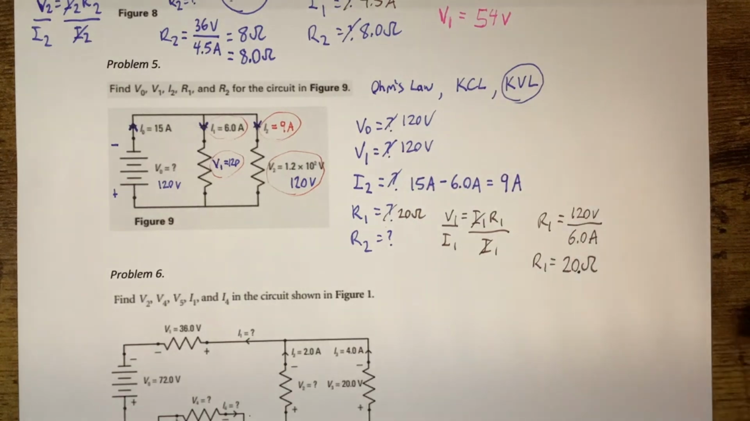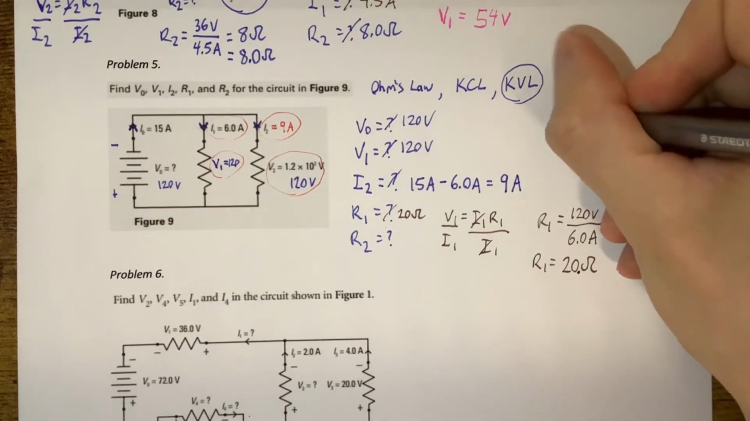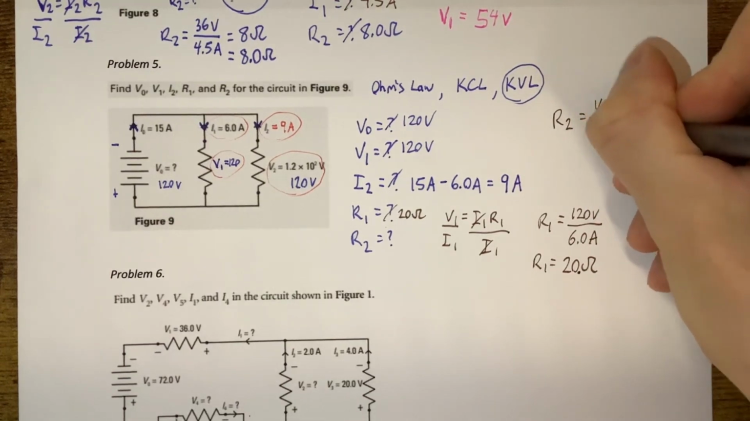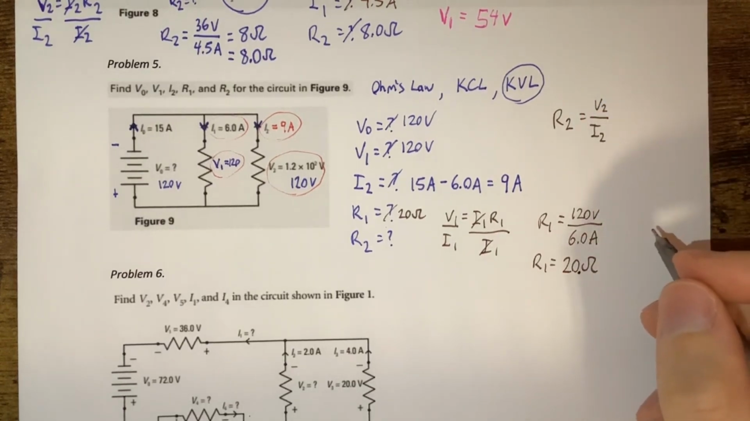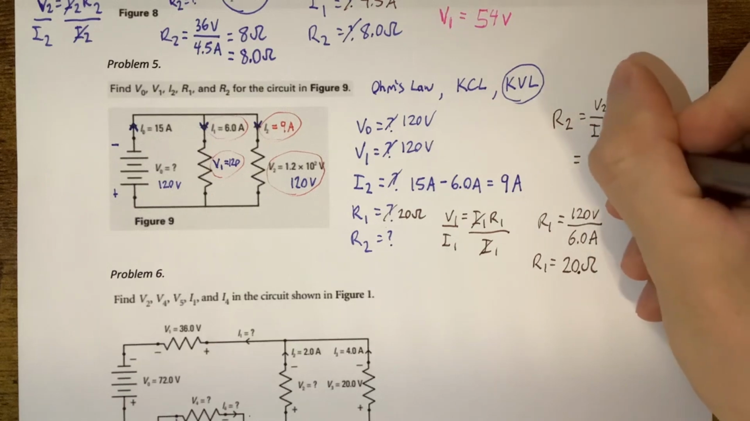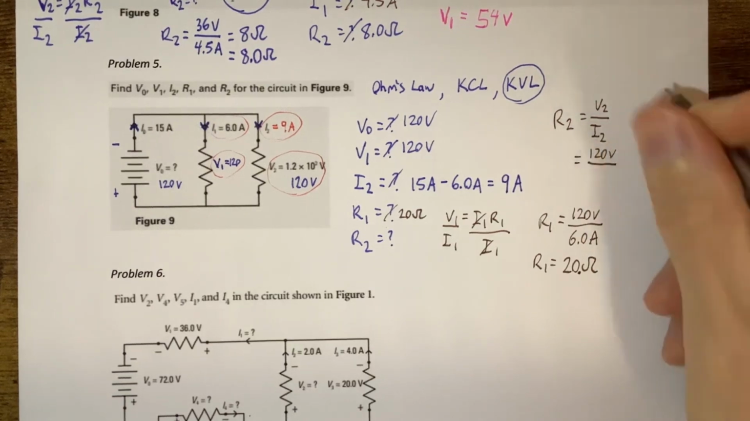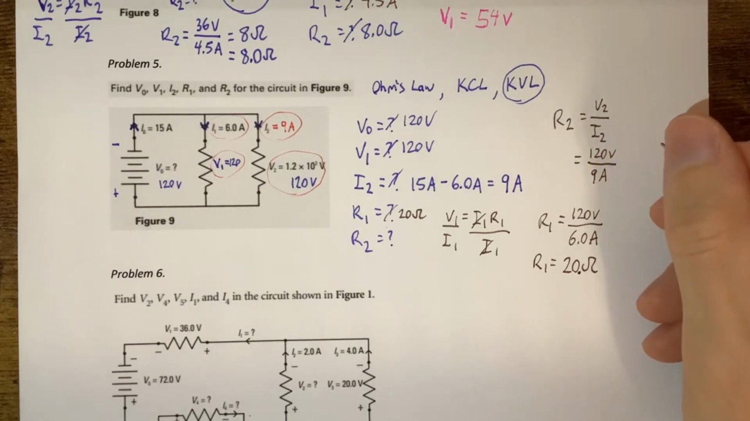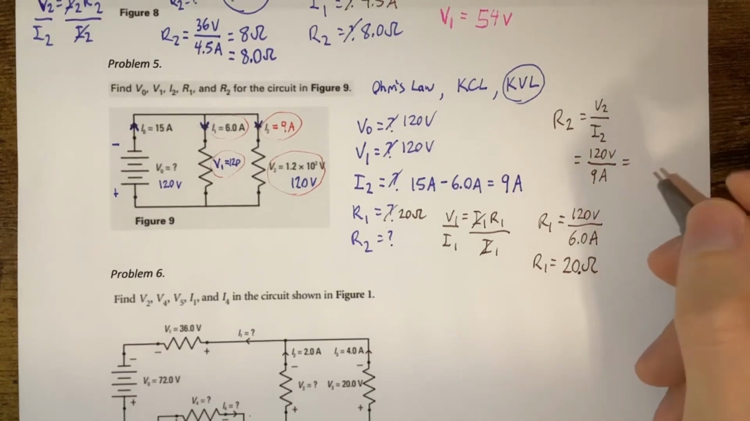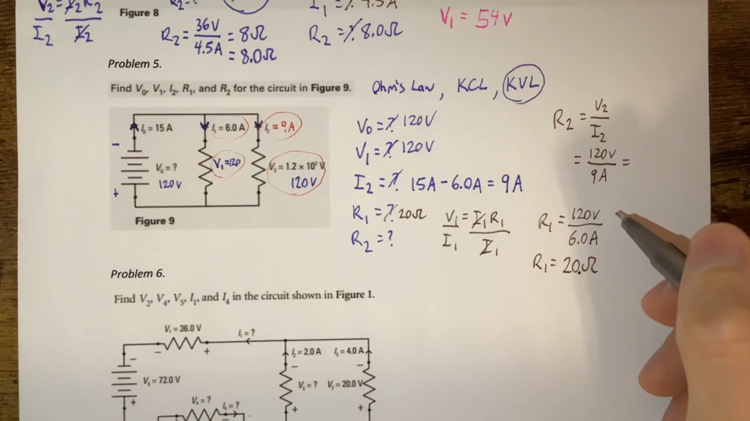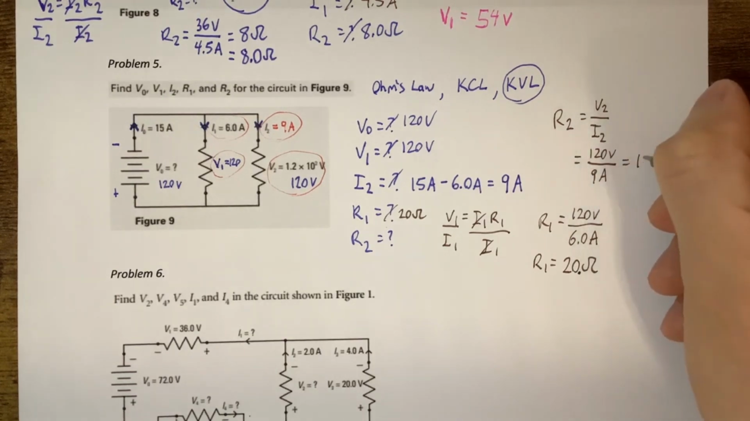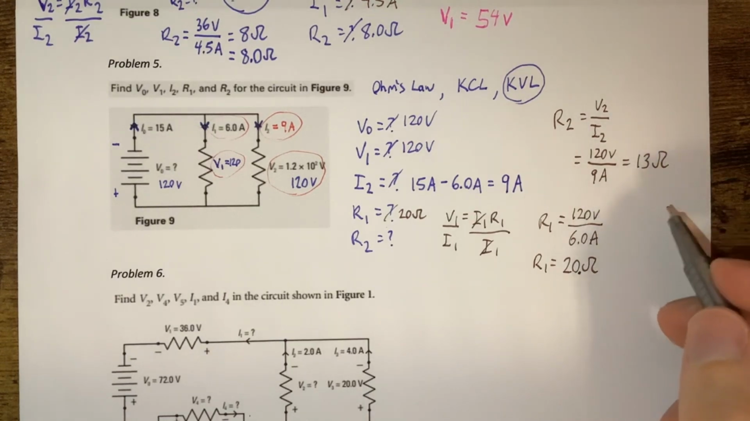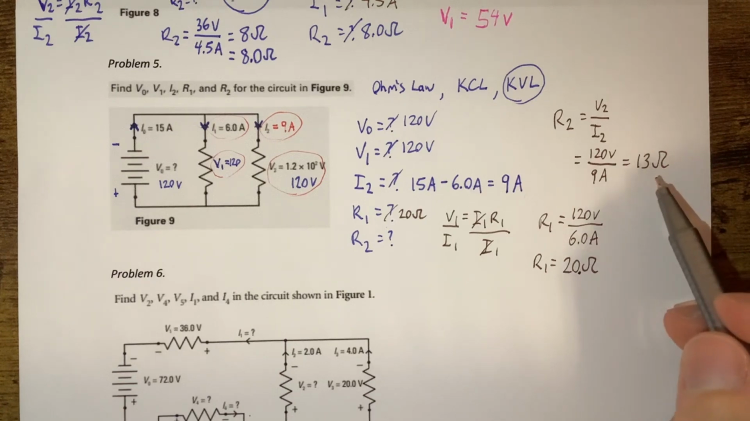Now we have to do our R2. R2 is going to be equal to V2 over I2. Again, we're looking at 120 over the I2, which is 9. Remember how I said this is probably going to be a more fun water slide. We have 120 divided by 9, which gives us 13 ohms. And it checks out that this would be 13 ohms.